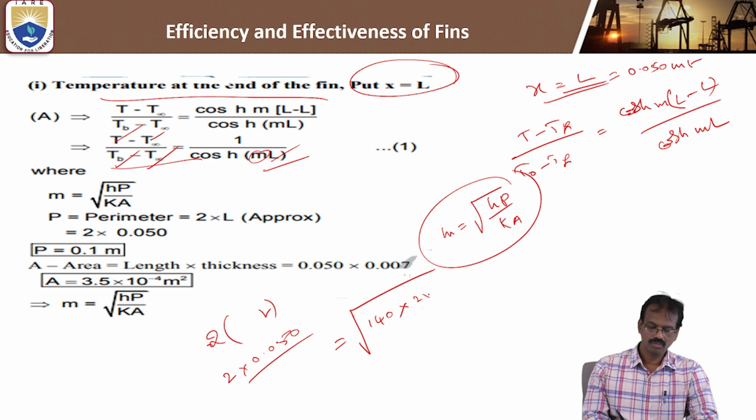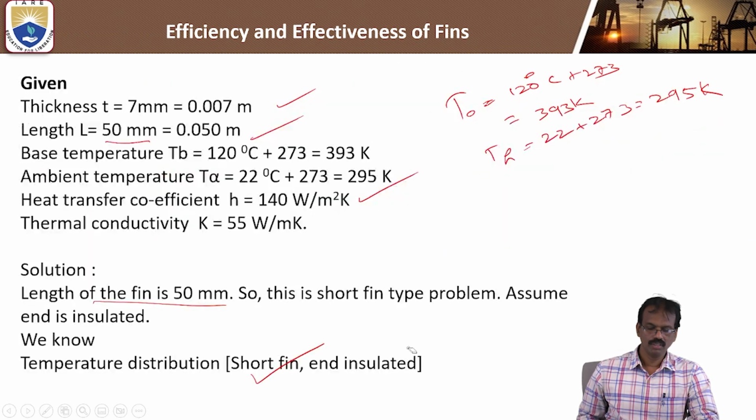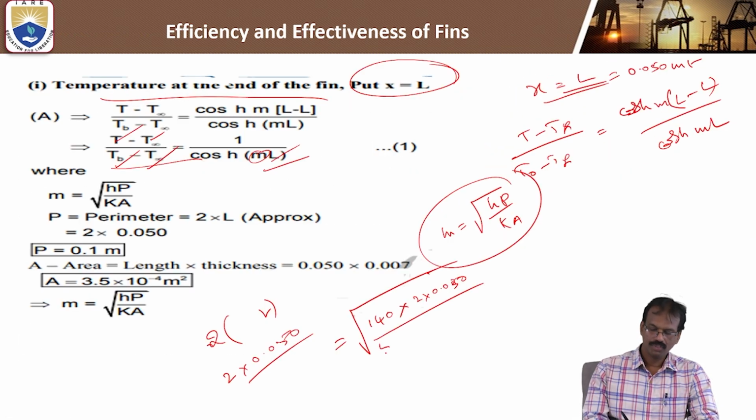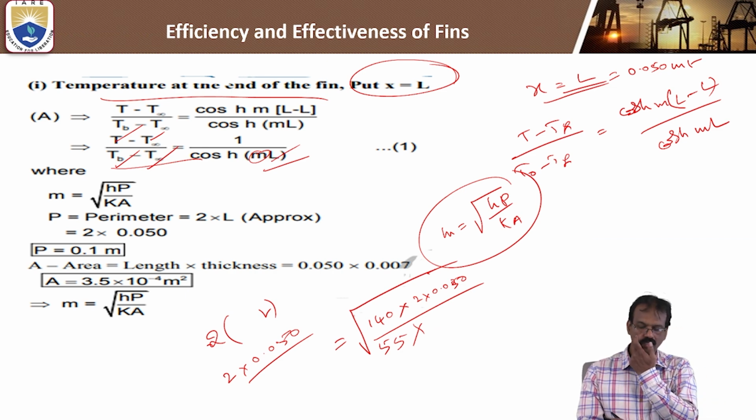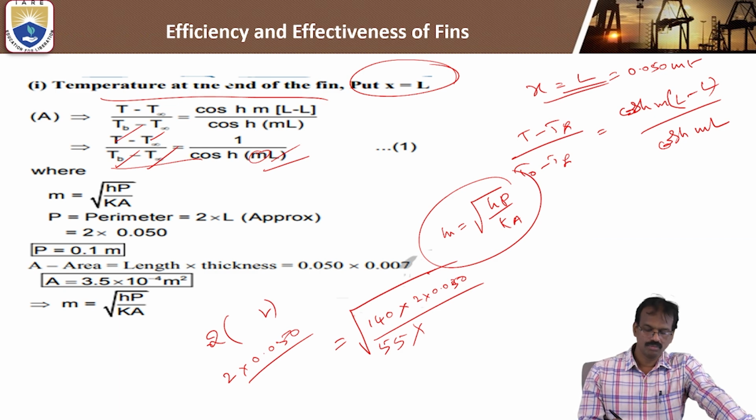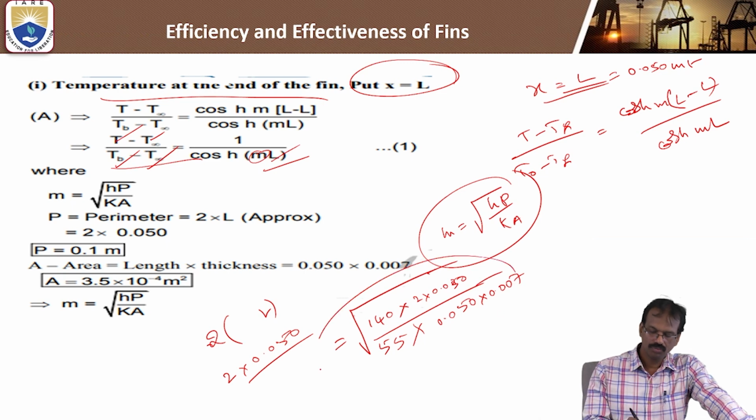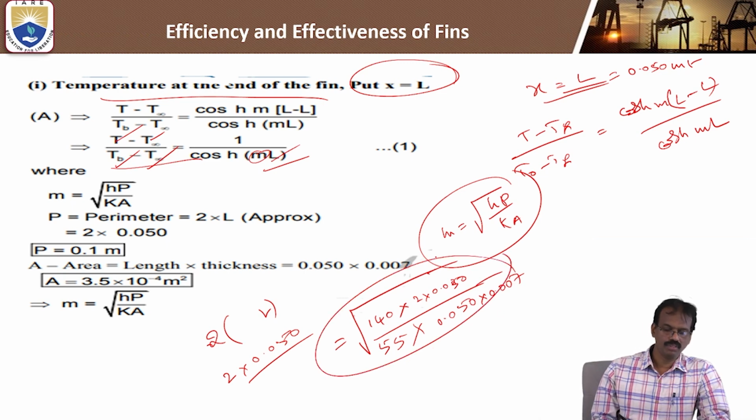So this is h into 0.050 by k, thermal conductivity. Thermal conductivity value is also given, 55. So 55 into area. Area you have to find out, length into thickness. You know that area at the end of the fin, so that is 0.050 into 0.007. Okay, so if you solve this one, you will get the m value.